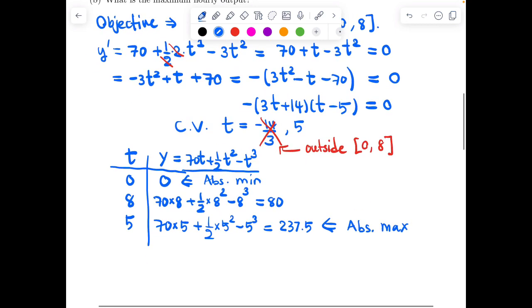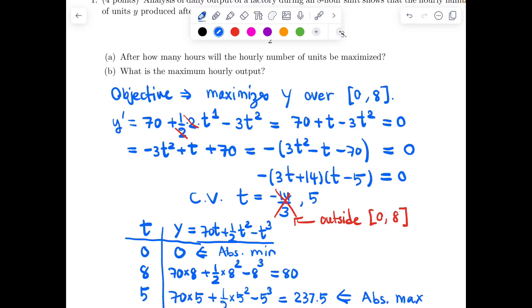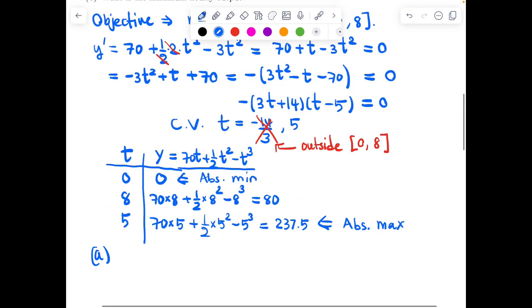So for part A, it's asking after how many hours, so that's the t. So the answer is t equal to 5. So after 5 hours.